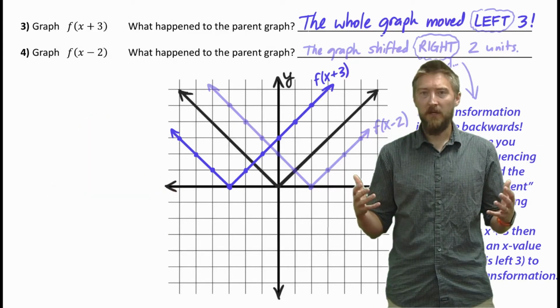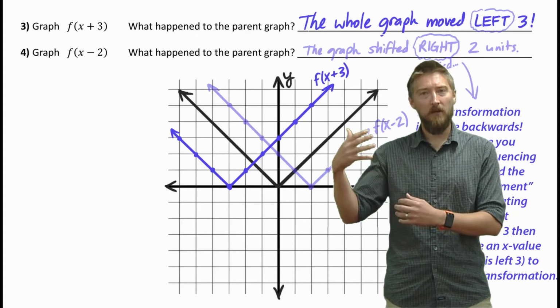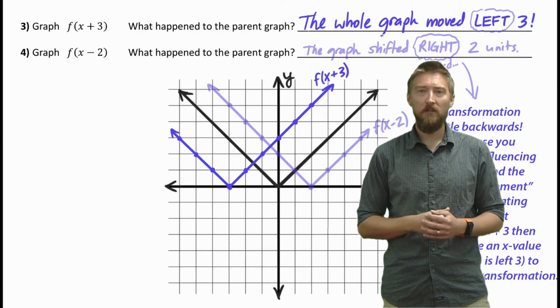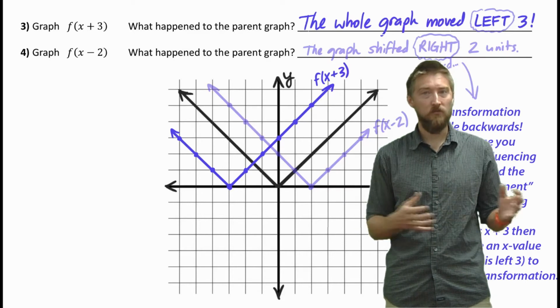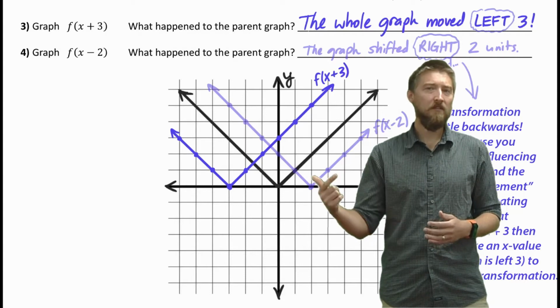To summarize the first page, if we add or subtract numbers at the end of an equation, we're moving our graph vertically. We're moving the function vertically. If we add or subtract numbers inside with the x, we're translating our graph horizontally, left and right, and it's backwards. So let's move on to the back of these notes.